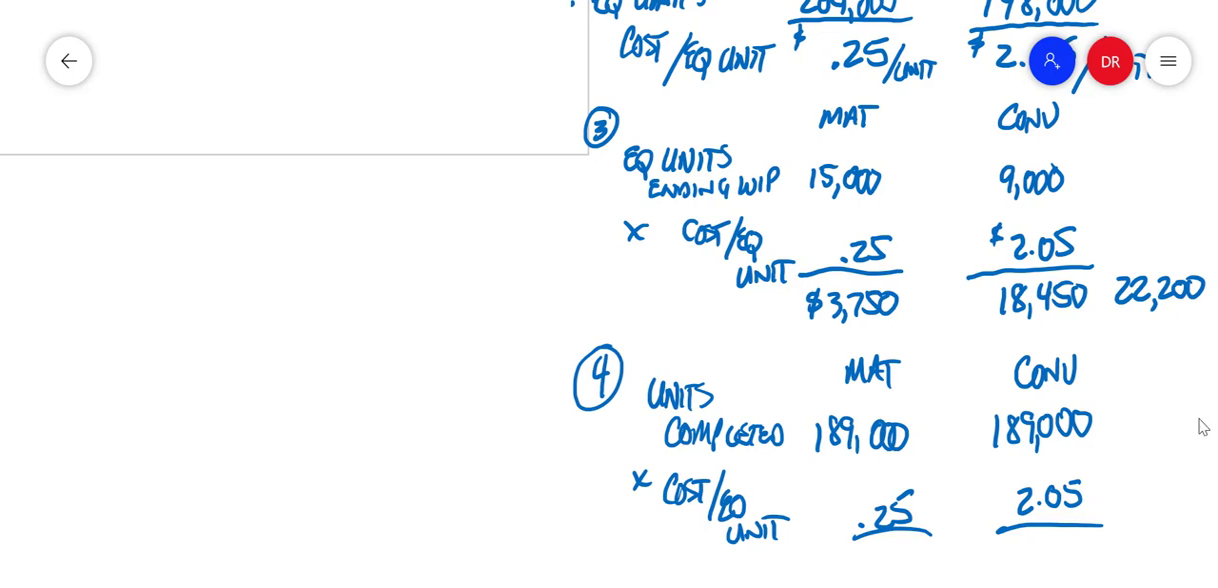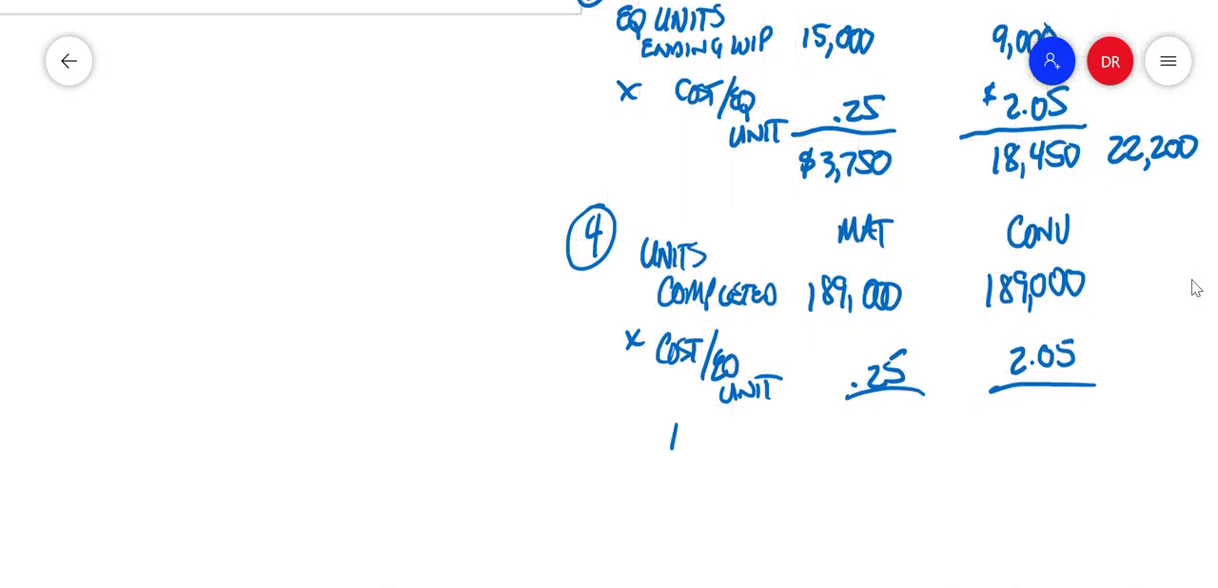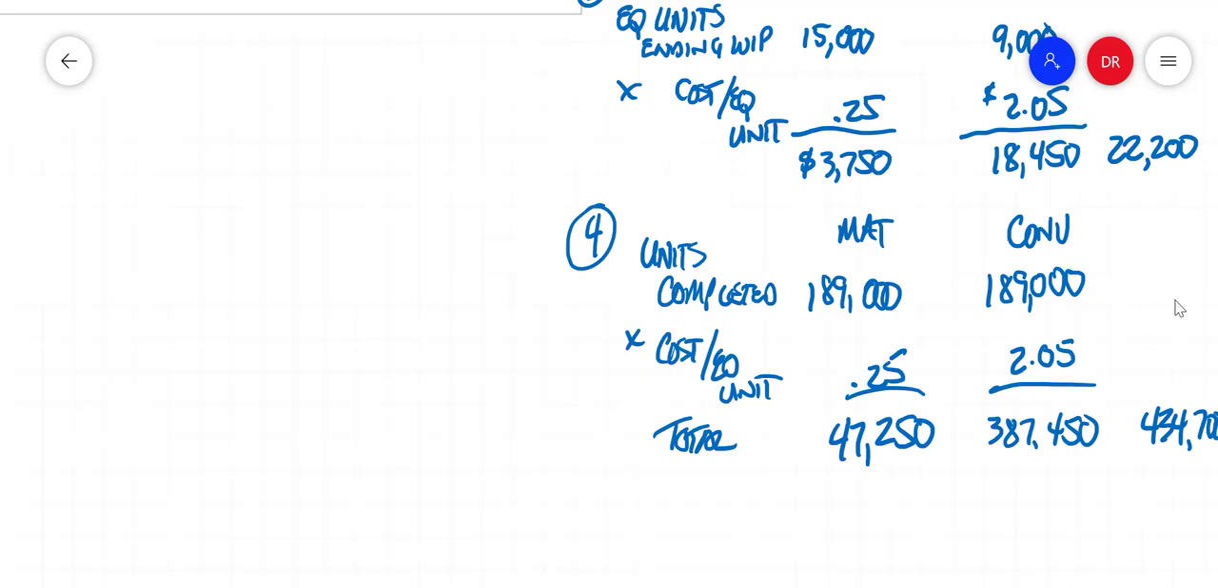The cost then for materials will be $47,250, and the conversion cost, 2.05 times 189,000 is going to be 387,450. Total cost will be 434,700. Okay, that's the requirements in this problem.